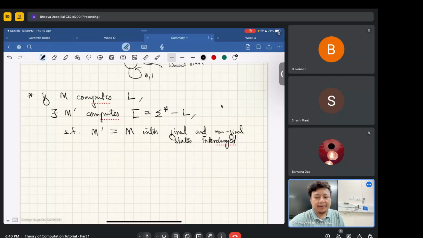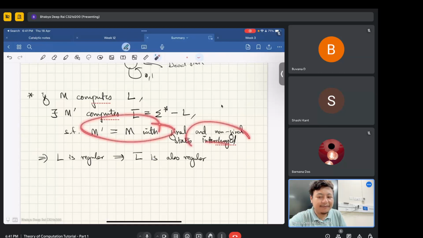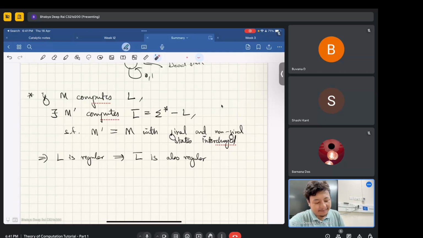So what does this also mean? It means if L is regular, and regular means there is a DFA or NFA for it, then L bar is also regular. Why? Because I can always construct a DFA by switching the final and non-final states. Since there is a DFA for L bar, it means L bar is regular by the definition of a regular language.